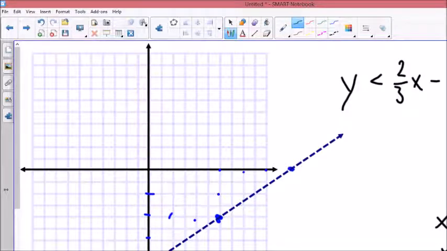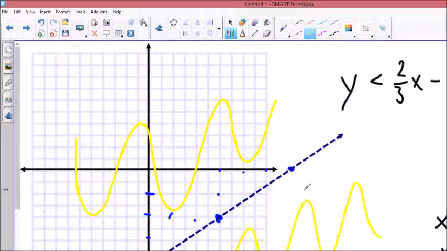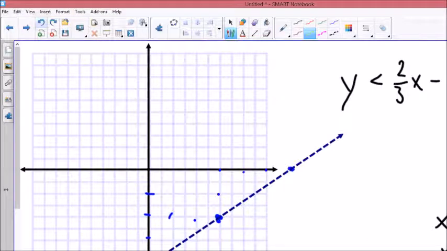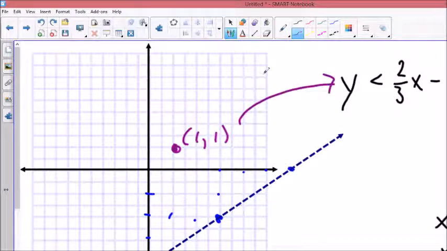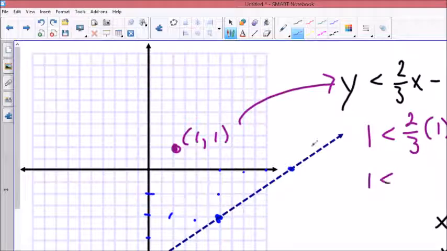Now the next part is that I have to figure out whether my solution set is up above my line or whether it's down below. Because the solution set will actually be on one side of that dotted line or the other. So the best approach to take is to choose an ordered pair that is not on your line. So for example, maybe the point 1, 1. It's not on my line. And I'm going to check whether or not it satisfies the inequality that we started with. So if I plug in 1 for y and 1 for x, I have to determine whether this is a true statement or a false statement.